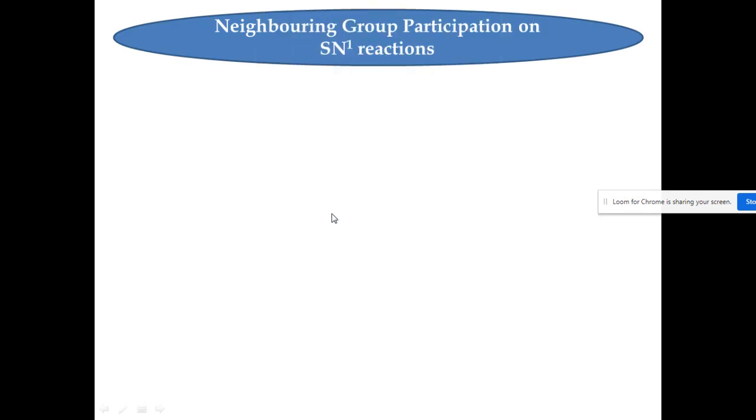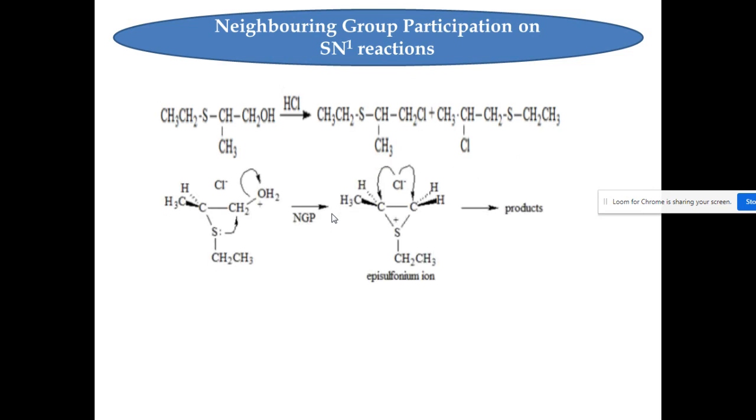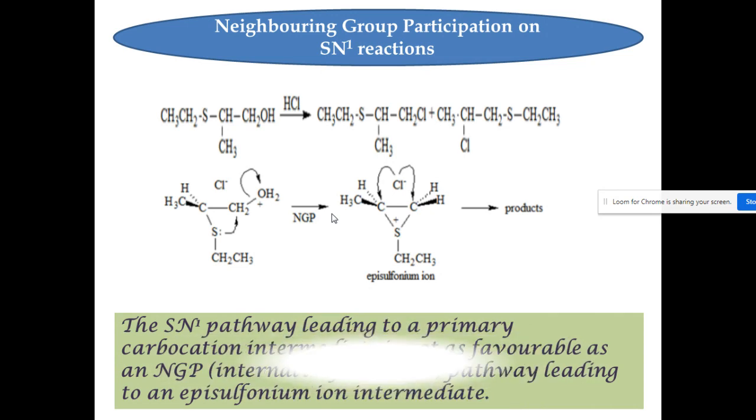Neighboring group participation in SN1 reactions. There are two examples in this regard. The SN1 pathway leading to a primary carbocation intermediate is not as favorable as neighboring group participation, which is an internal displacement pathway leading to an episulfonium ion intermediate.